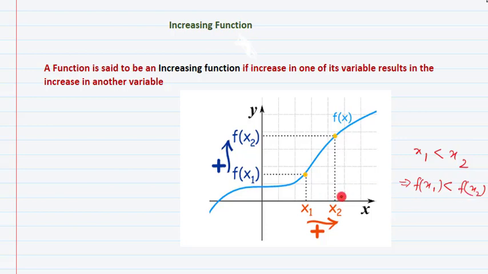Similarly, if we take more values, suppose to the left of x1 I take one value a, then f(a) will be this, which will be less than f(x1). Similarly, if we go on increasing the values on the x-axis, then values on the y-axis are also increasing. So that's why this is the graph of an increasing function. It means when x increases, it also results in an increase in y, and then it is called an increasing function.